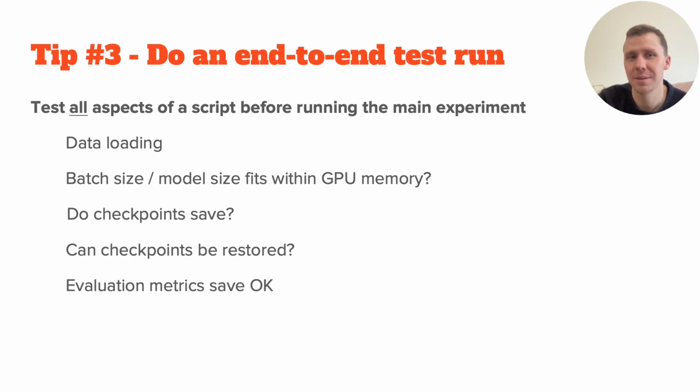Inevitably, things go wrong when running your experiments on the cluster, so it's critical that your code can identify these failures early, fail safe, or recover from faults. The third tip is to do a test run before running a long experiment. There's nothing worse than pre-processing a dataset for an hour to find that the batch size is too big and you've run out of GPU memory.